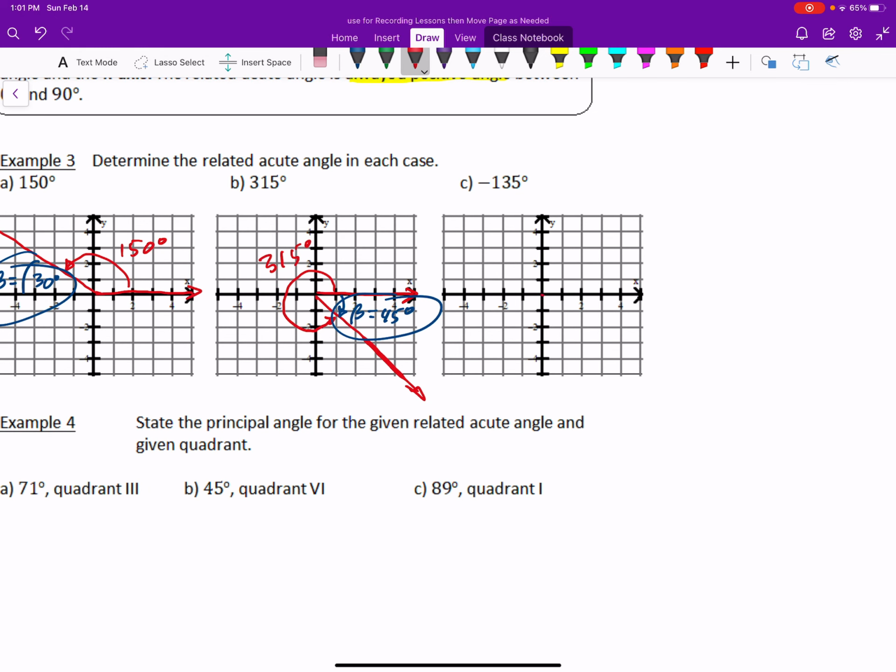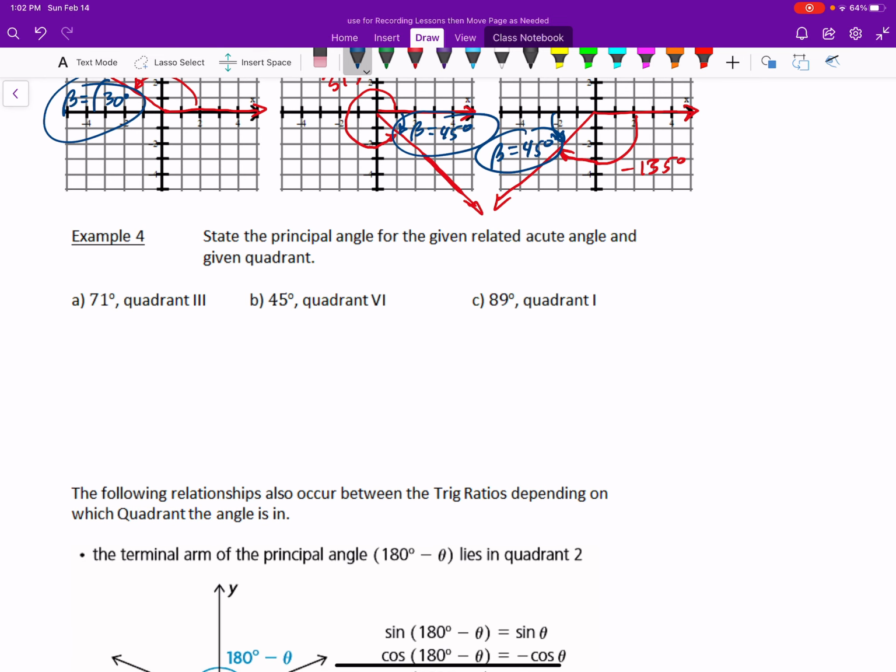Negative 135 means I start on the initial arm, I go this way, down to here is negative 90. I go another 45 degrees to negative 135. My related acute angle is from the x-axis, of course, and it's always positive. So 45 degrees plus 135 would be 180. And again, I'm ignoring the negative sign on the 135. It's just the magnitude of 45 degrees for my related acute angle.